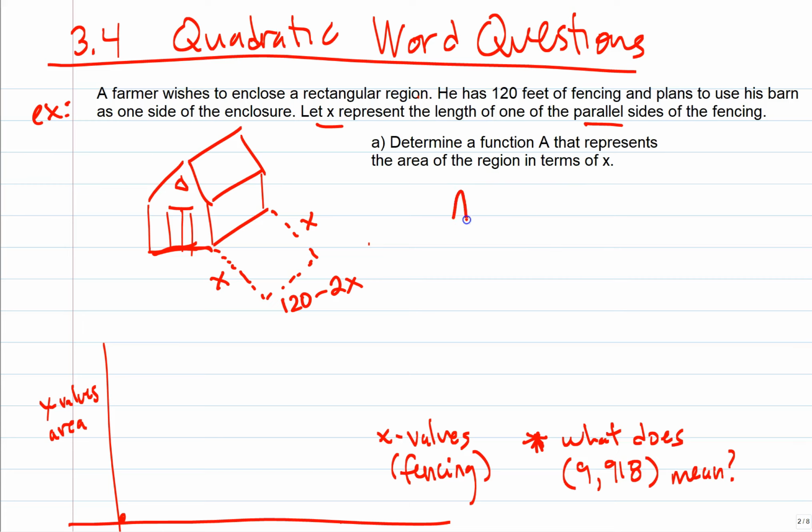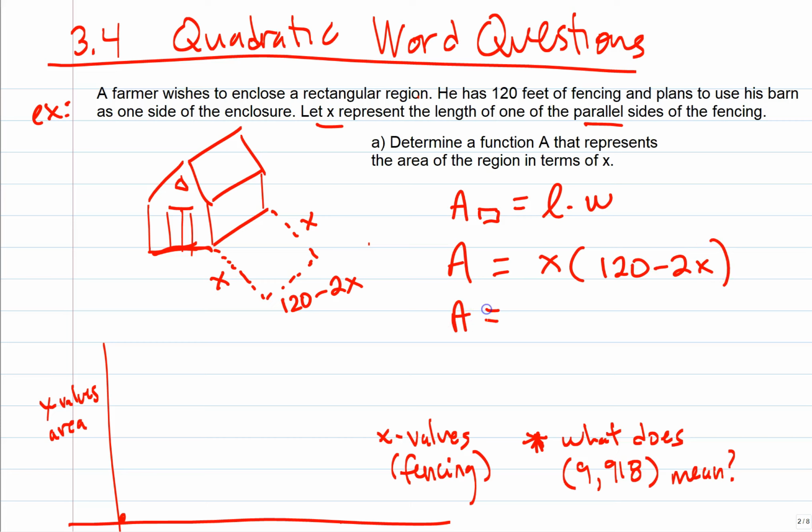Find the area of the region in terms of x. Well, the area of a rectangle would be length times width. So the area of this rectangle would be the length times the width. Or if we wanted it in more of a quadratic form, we could put negative 2x squared plus 120x. Notice I'm just rewriting that into the quadratic form ax squared plus bx plus c. Okay? So that'll be our area.